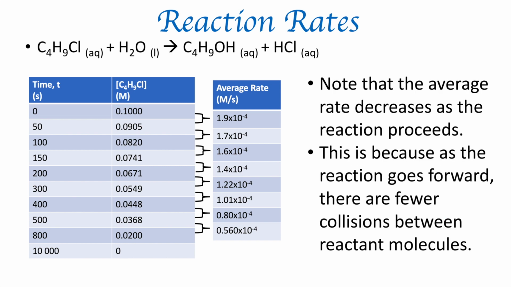Now, one thing to note here: the average rate decreases as the reaction proceeds. When the reaction first takes place, right at the very beginning, you have a large amount of molarity changing over. As time goes on, the value begins to drop. This is because as the reaction goes forward, there are fewer collisions between the reactant molecules.